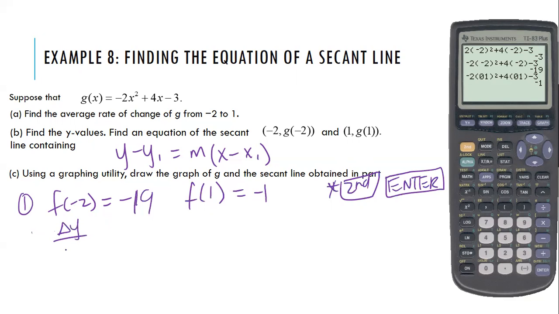So change in y over change in x is going to give me negative 19 minus negative 1 over negative 2 minus 1. A negative times a negative makes a positive. If you owe me $19 and you give me $1, you still owe me 18. You owe me 2, and you're like, hey, let me borrow another one. You now owe me 3. And a negative divided by a negative is a positive. So our rate of change is 6.